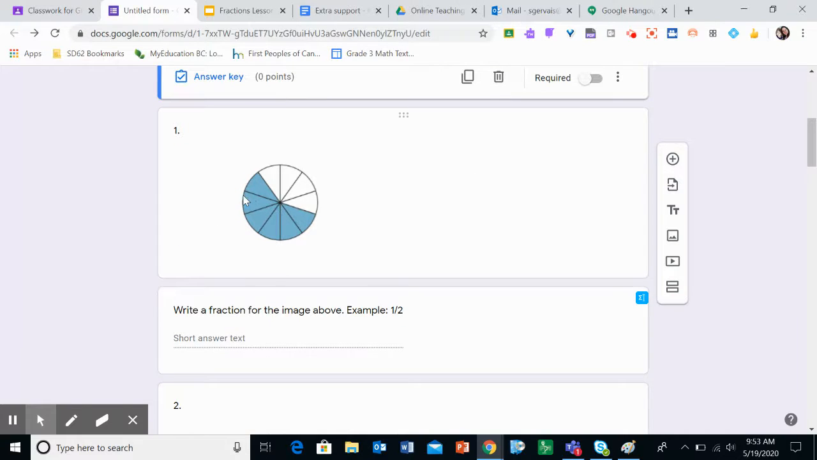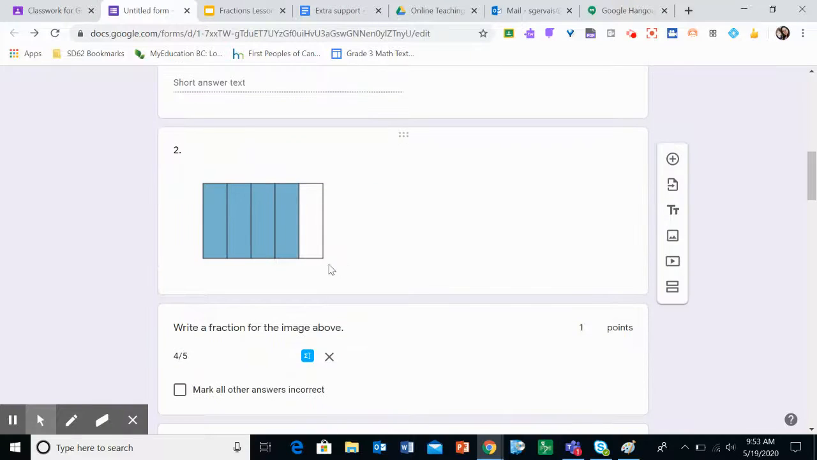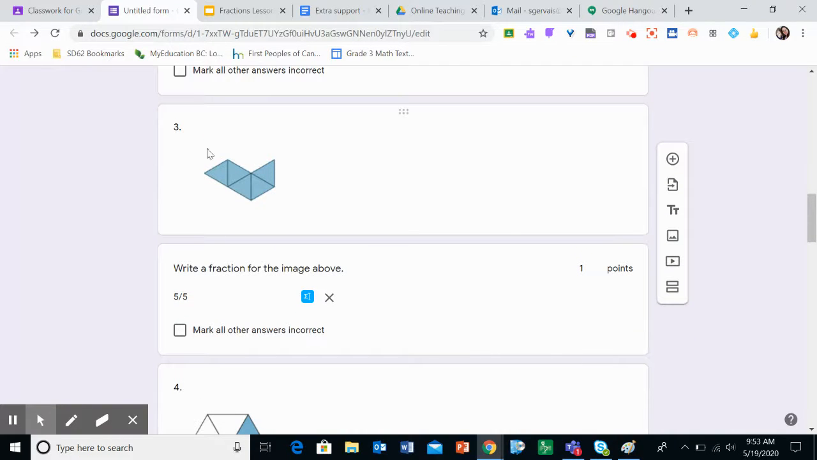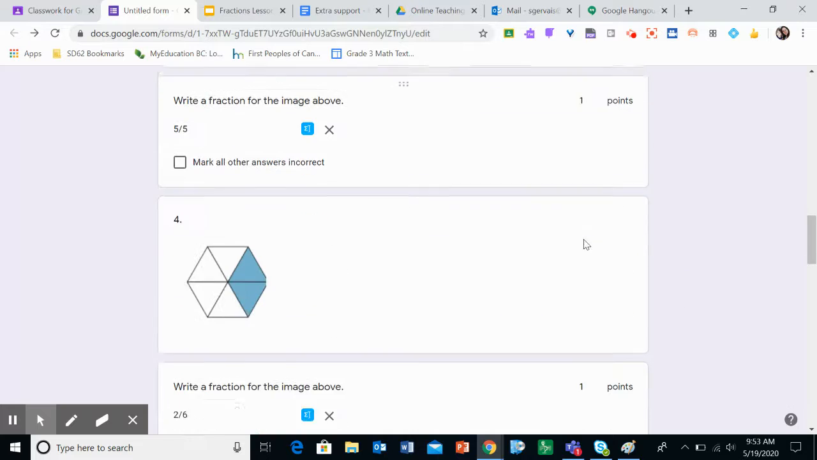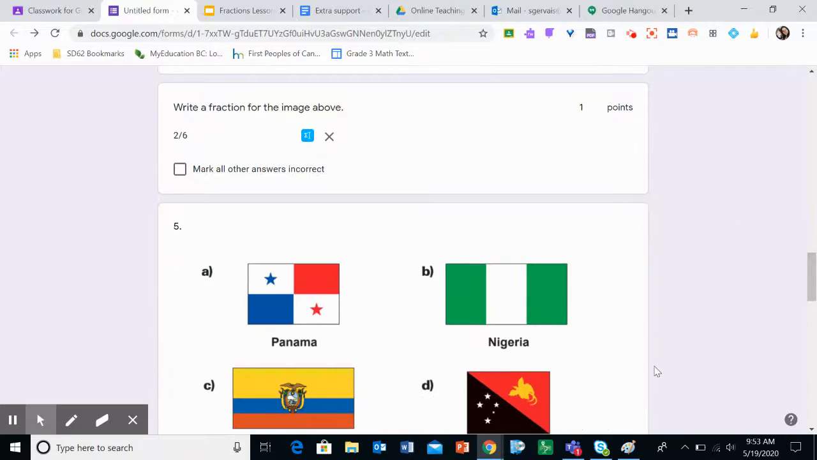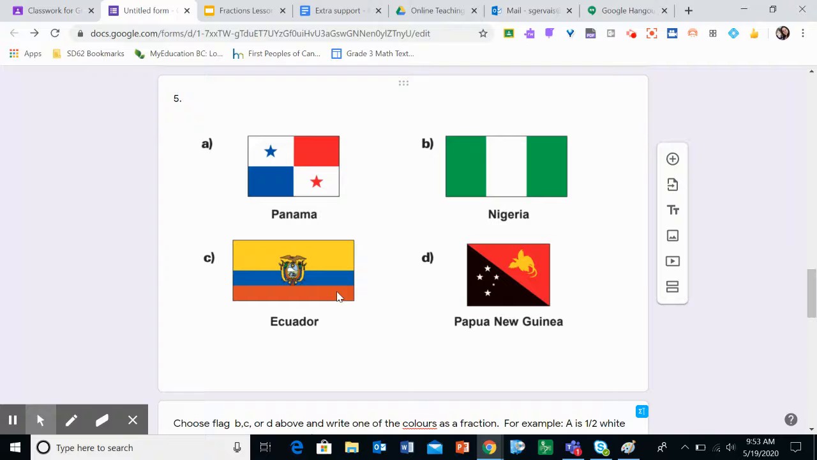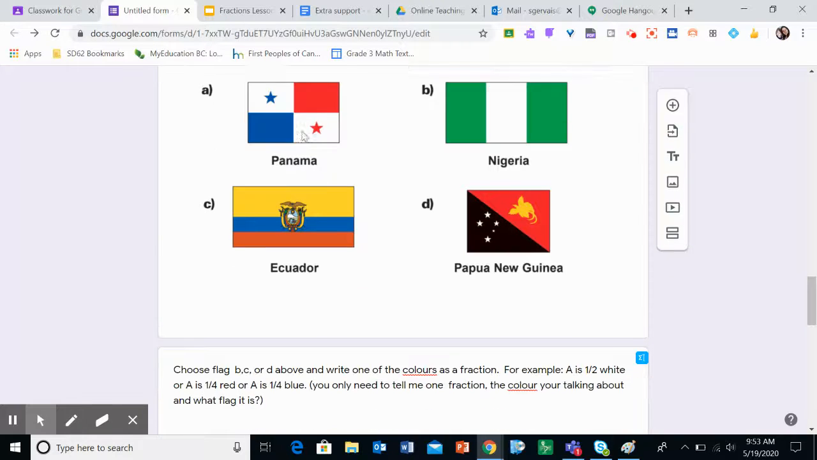So if we were to write a fraction, we look at what's shaded out of how many in total, and we would write it as a fraction here. Same here. So we look at what is shaded out of how many there are in total. The third one, what is shaded out of how many there are in total. Fourth one, what's shaded. The fifth one, you're actually going to pick a flag. I actually took the first one, so you don't get to use the first one. And you're going to write a fraction about the colors in that.